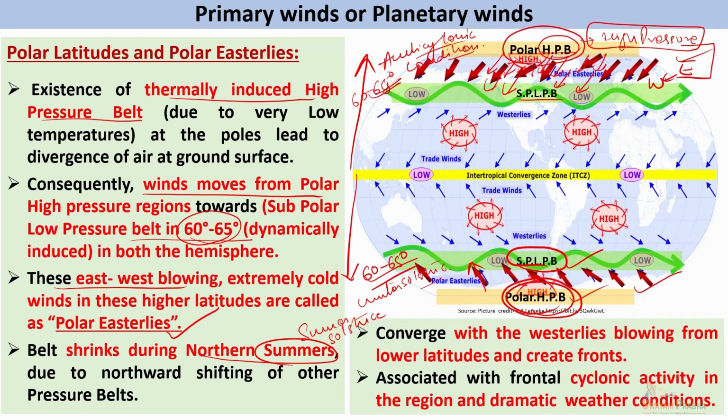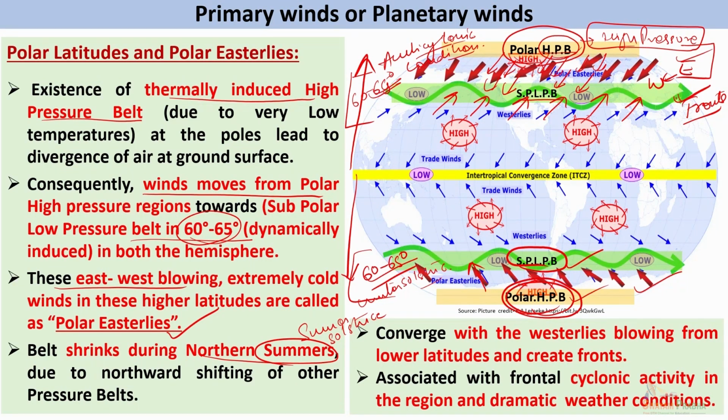Besides this, the equatorward portion of these winds is greatly influenced by the westerlies, which blow from the lower latitudes. Therefore, these zones are also marked by the formation of fronts or frontal cyclonic activity, because of which these regions experience dramatic changes in the weather conditions, especially those located around the temperate regions of the world around 60 to 65-degree latitudes in both the hemispheres.